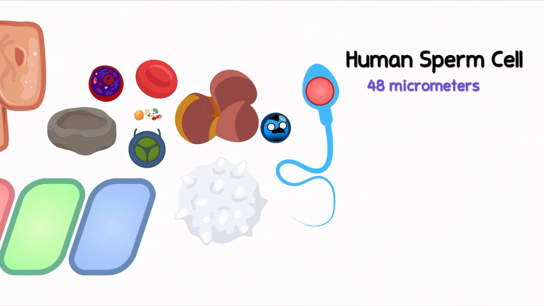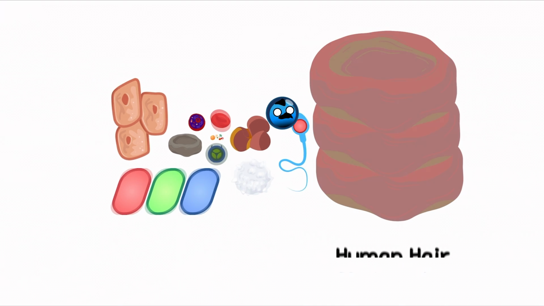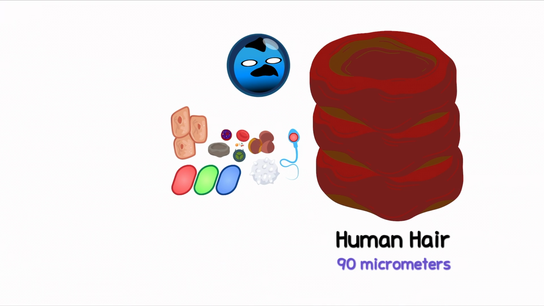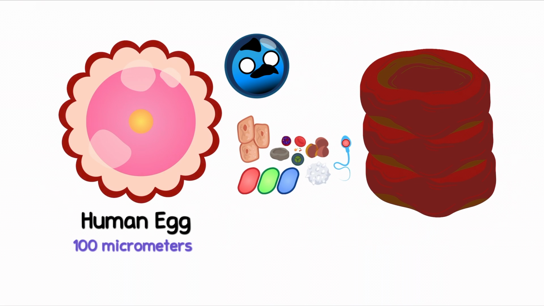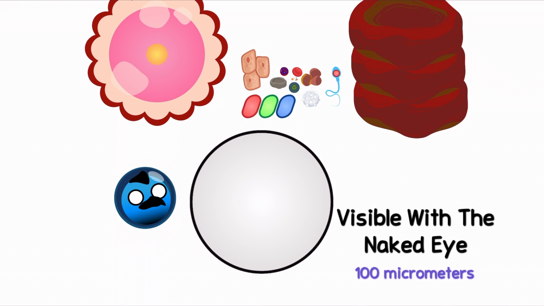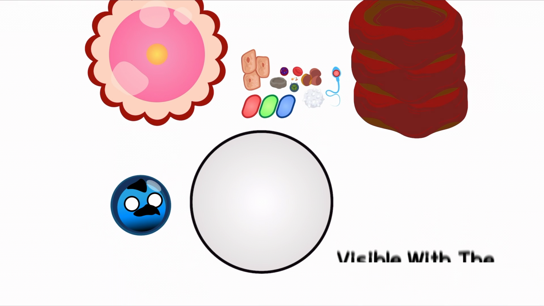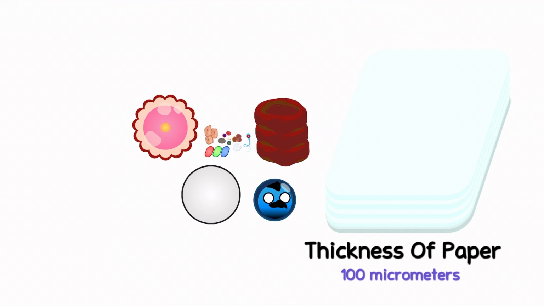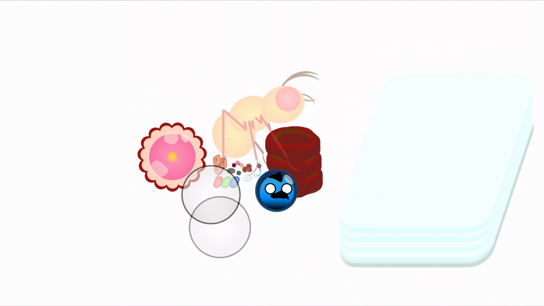Human sperm cell, 48 micrometers. Human hair, 90 micrometers. Human egg, 100 micrometers. Visible with the naked eye, 100 micrometers. Thickness of paper, 100 micrometers.